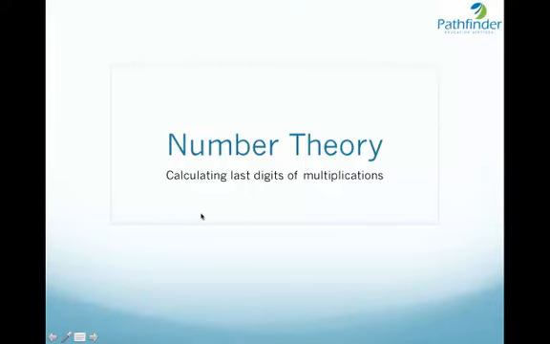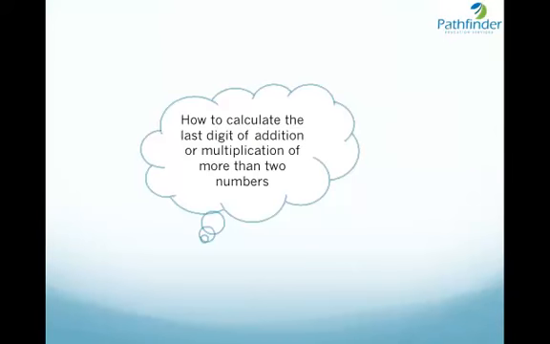In this session, we will learn how to calculate the last digit of multiplications. Now, how to calculate the last digit of addition or multiplication of two or more than two numbers. Let's take a look at a simple example. What is the last digit of the product 12 into 37?